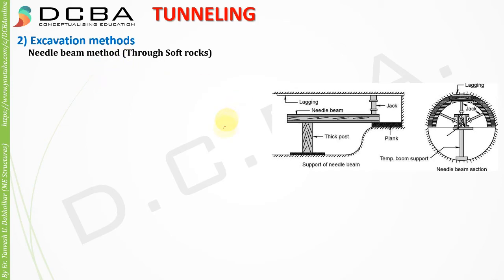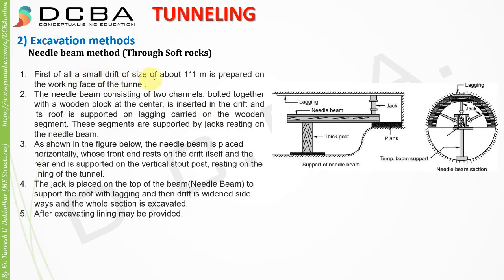Now what is done exactly in the needle beam method is that a small hole, a small drift of size about 1 by 1, is prepared on the working face of the tunnel. This is called the needle beam. It is basically made up of channels.